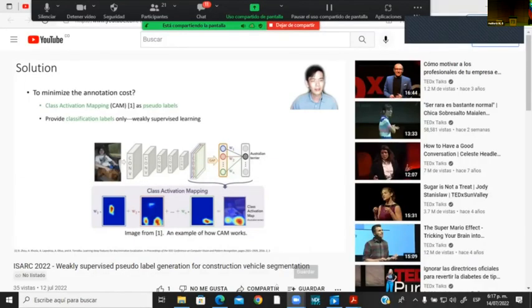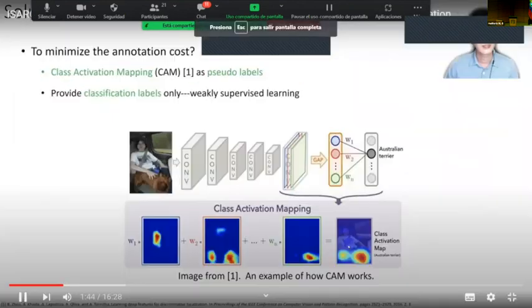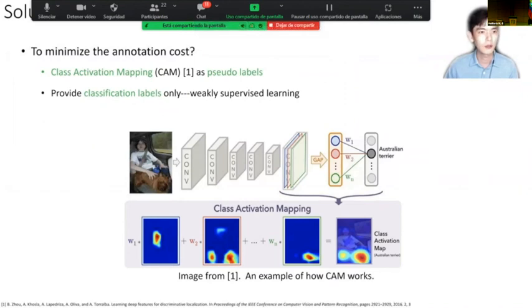So one technique that is commonly used is called class activation mapping. And we will use the class activation mapping, or CAM, as the pseudo labels to train our semantic segmentation models. And the CAM techniques are commonly used with classification models. And therefore, we only need to provide the classification labels, and that is relatively easy to do. And because we are now using the classification labels to generate the pseudo labels to train our semantic segmentation, it is now considered weakly supervised learning.